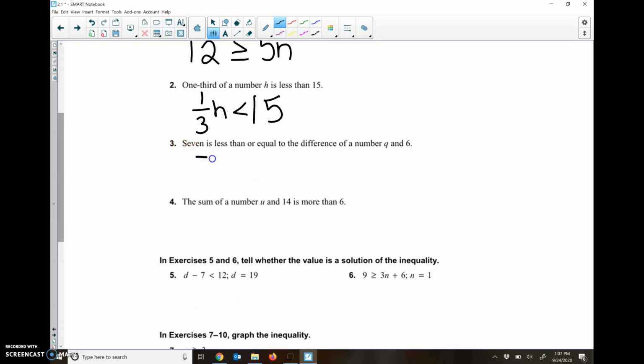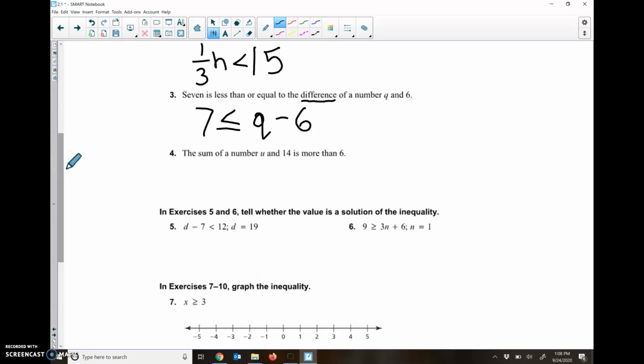3.7 is less than or equal to, so I put the line underneath it. To the difference. Remember, difference is a subtracting term of q and 6. So q minus 6. And then the last one like this, the sum of a number, sum means we're adding, of a number u and 14 is more than 6.